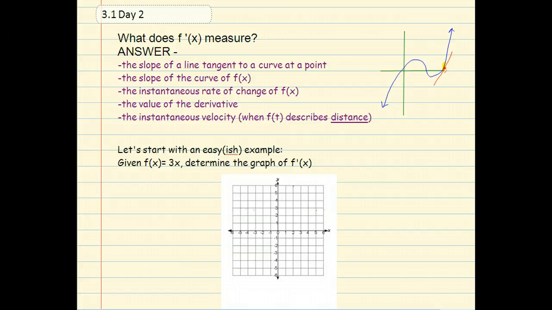So, as we've talked about a million times before in class, it's the slope of the line tangent to a curve at a particular point, which really, if you think about it, is the slope of the curve itself in this teeny tiny little interval. It's the instantaneous rate of change of f of x, and it's the value of the derivative. That's what all these things mean. And if the graph is a distance versus time graph, then this would also measure the instantaneous velocity.